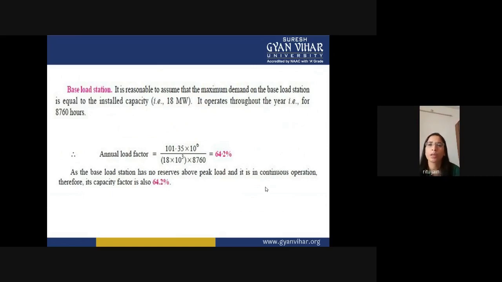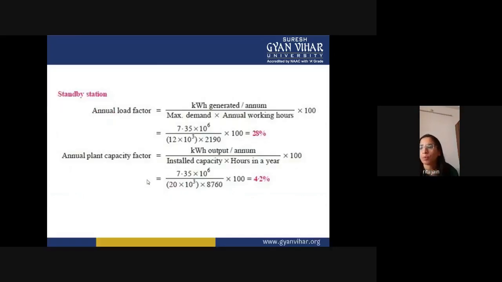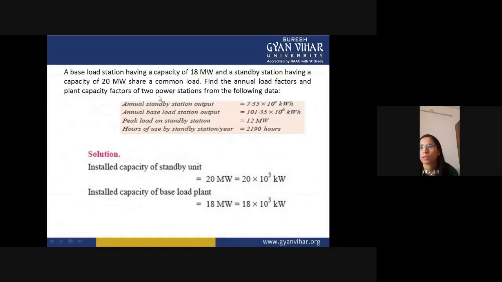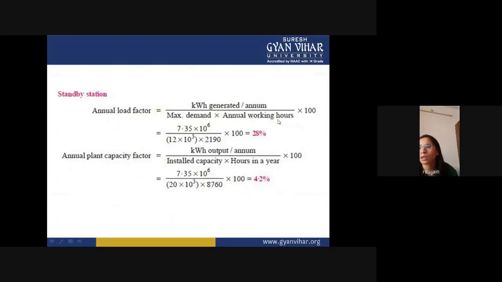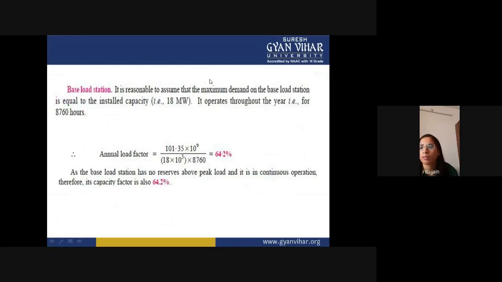So the maximum demand for the base load station is 18 megawatt. It operates throughout the year for 8760 hours. So you can easily calculate the annual load factor, which is equal to the units generated by the power plant, 101.35 into 10 to the power 6 kilowatt hour, divided by the total time 8760 and multiplied by your maximum demand. So this is your 64.2%.